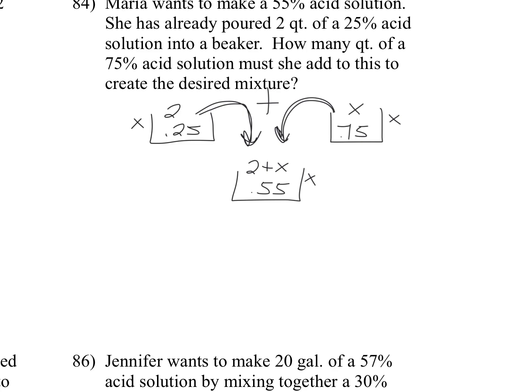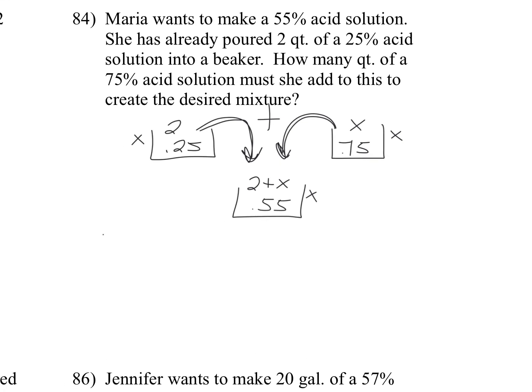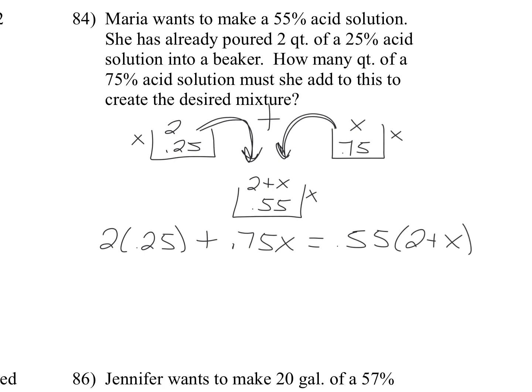So we're going to set it up. We're going to take 2 times 0.25 plus, so that was beaker 1, plus 0.75 times x, that was beaker 2, equals 0.55 times 2 plus x. Now, do you remember what we did to every single one? Multiply by 100. Awesome. Multiply each term by 100.